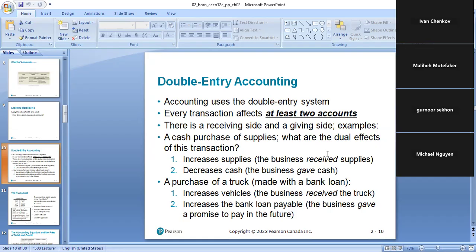Or let's say that the company doesn't have enough cash, so they have to borrow money from the bank. Before the purchase of the truck, the company didn't have the truck, but didn't have a bank loan. After they purchase the truck, now they have the truck, but now they have a bank loan, so they have to pay the money back to the bank because they purchased the truck. Right? We're always going to treat transactions this way: what we get, what we sacrifice.